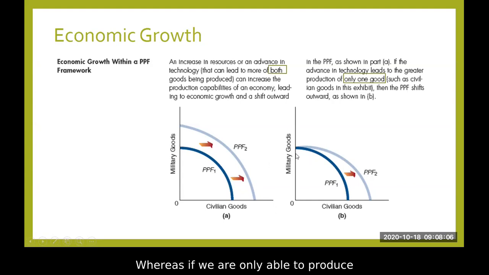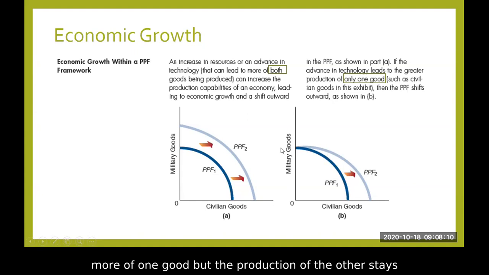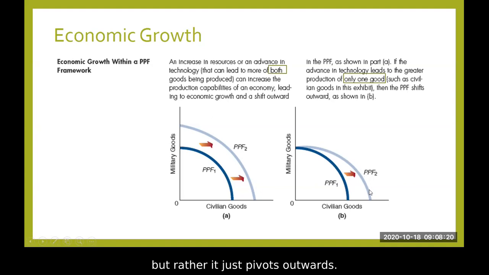Whereas if we are only able to produce more of one good, but the production of the other stays the same, it does not increase, then the PPF just pivots. So it's not that the entire thing shifts, but rather it just pivots outwards. And that's because the number of goods over here has not changed.